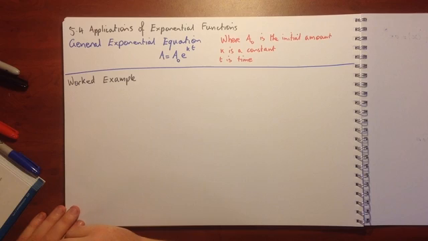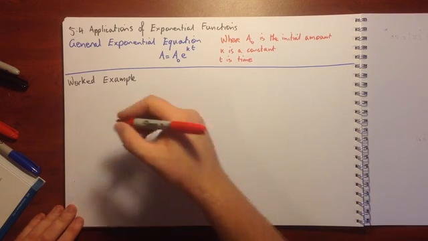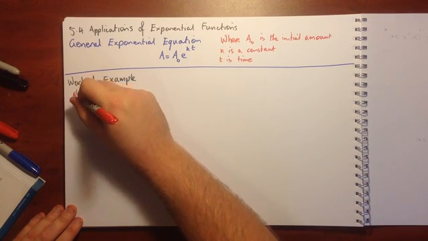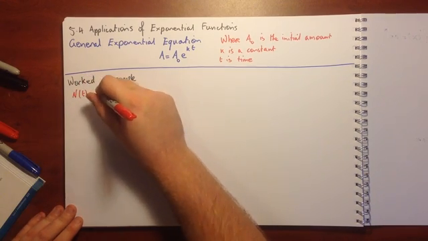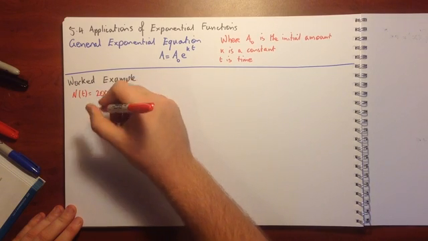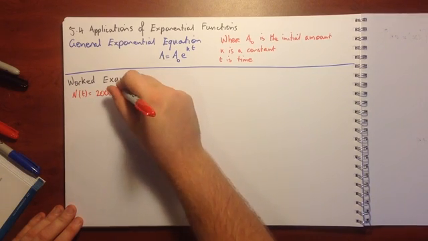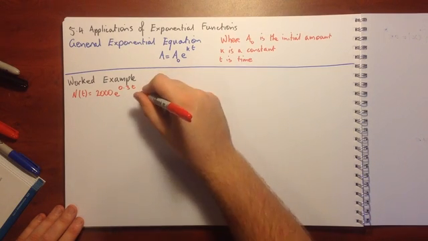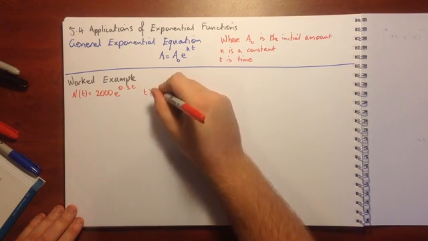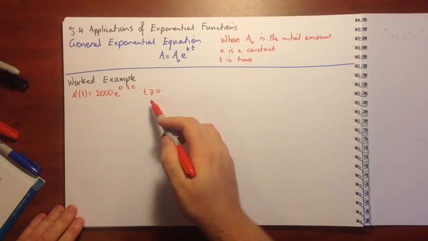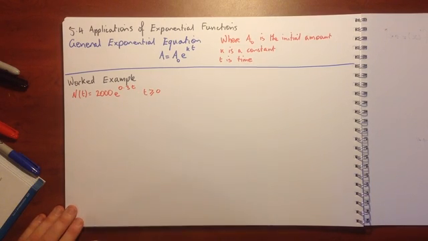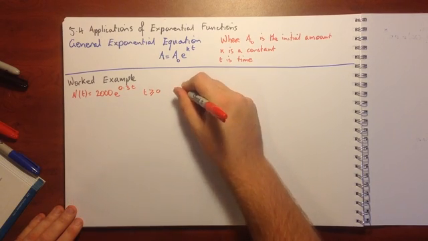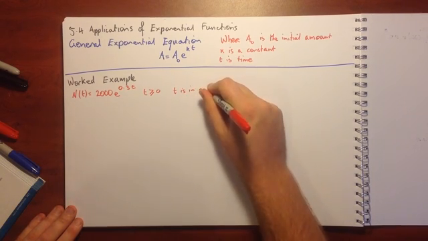So we have the number of bacteria on a culture plate N can be defined by the rule N(t) equals 2000 e to the 0.3t, where t is greater than or equal to 0. So t is our time, so time has to be greater than or equal to 0, and we know t is in seconds.